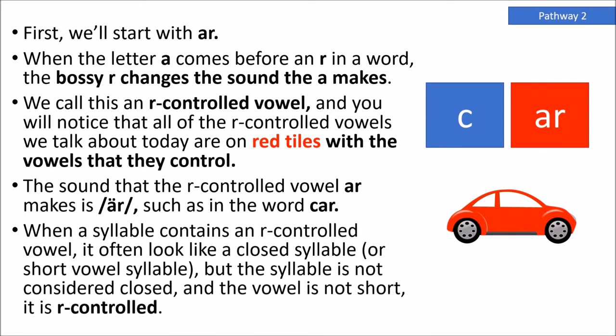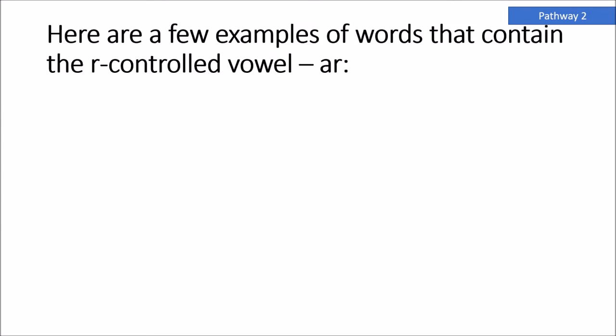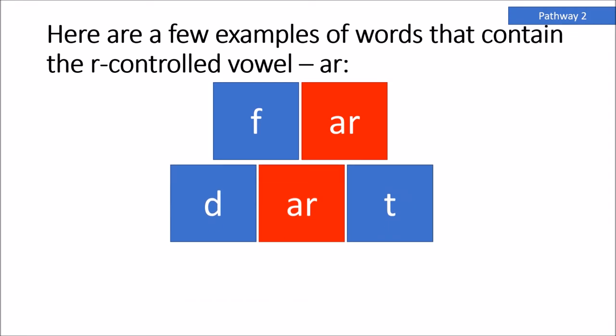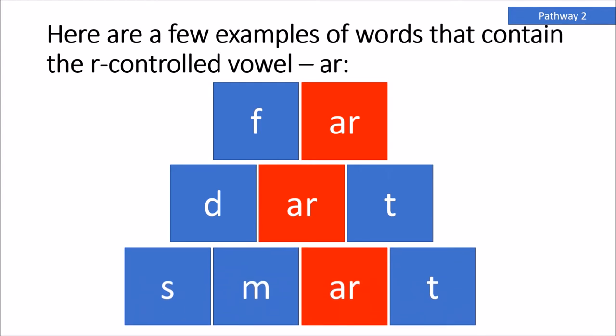When a syllable contains an R-controlled vowel, it often looks like a closed syllable or short vowel syllable, but the syllable is not considered closed and the vowel is not short. It is R-controlled. Here are a few examples of words that contain the R-controlled vowel AR. Repeat the words after I say them. Far. Dart. Smart.